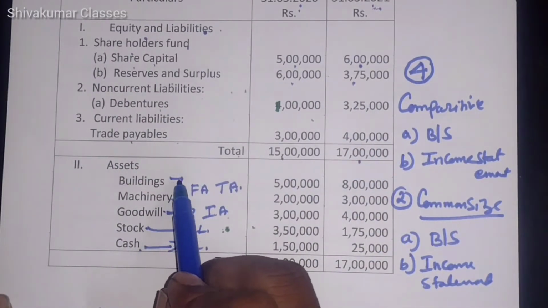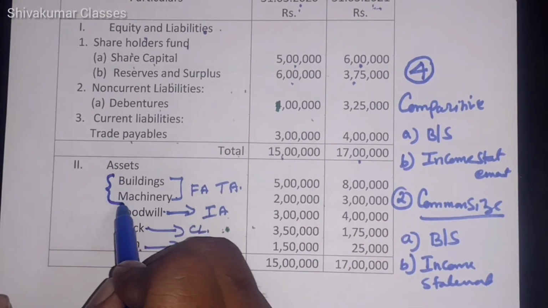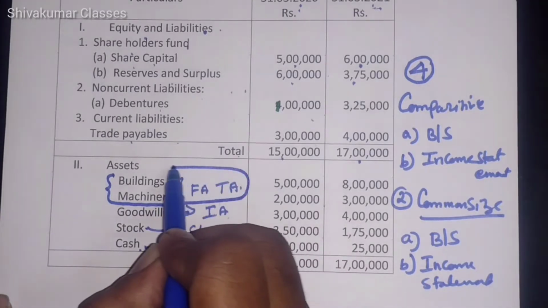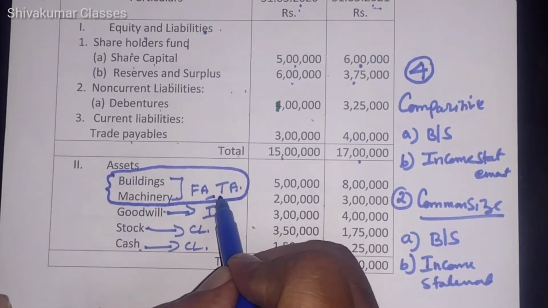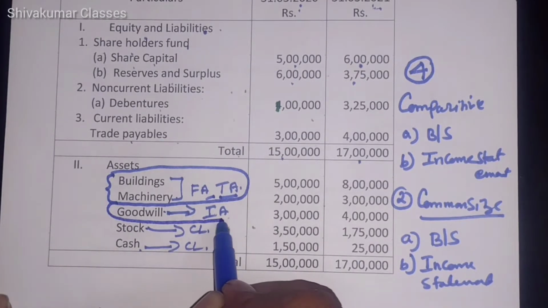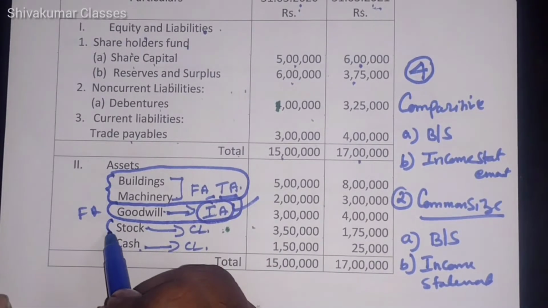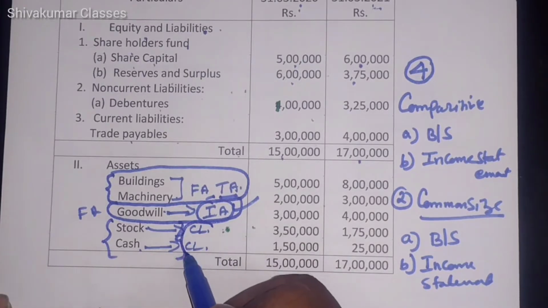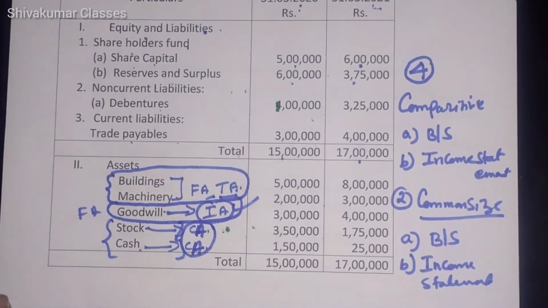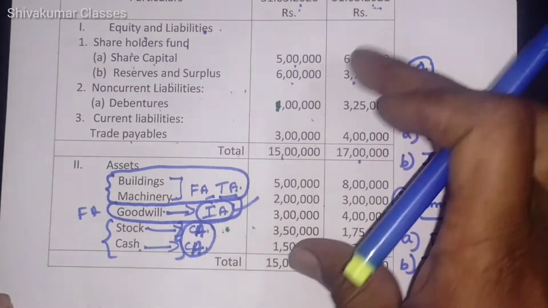So these various assets which have been given in mixed form, let me separate into building and machinery as the fixed asset. This fixed asset will appear under the tangible assets. The goodwill also appears under fixed asset, but it will appear under the intangible asset. The stock and cash will appear under the current assets. Yes, this is most important. Now, based on this problem, we need to work out the answer.